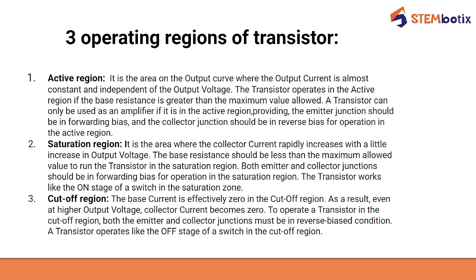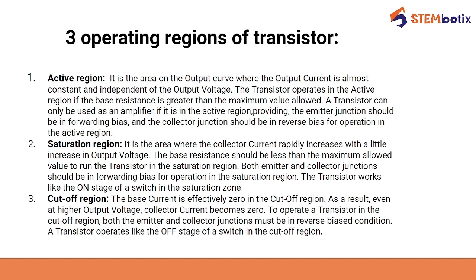Now second is the saturation region. It is the area where the collector current rapidly increases with a little increase in output voltage. So in the saturation region, a small increase in output voltage gives a rapid increase in collector current. The base resistance should be less than the maximum allowed value to run the transistor in the saturation region.